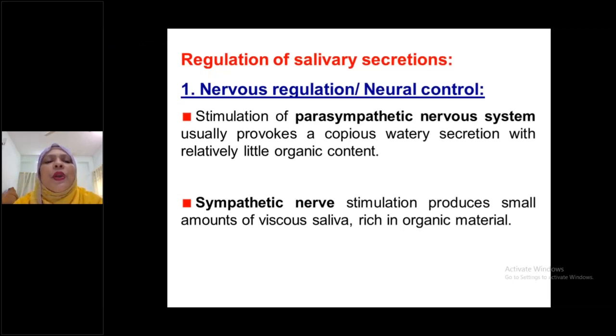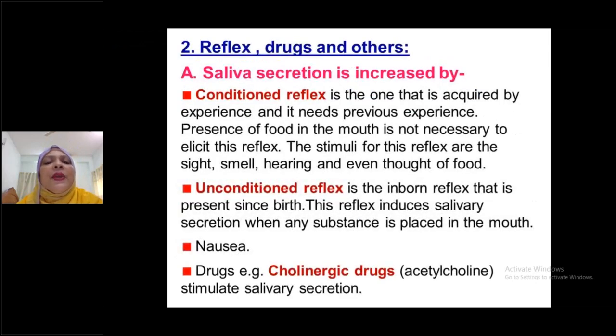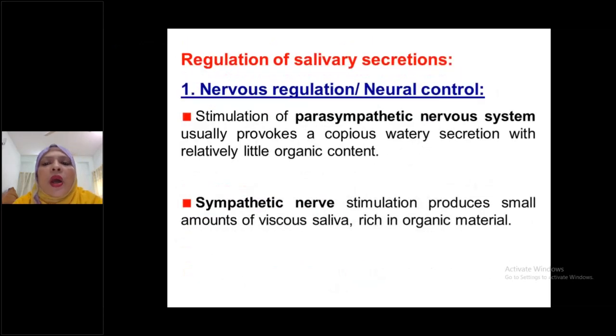There are 2 types of regulations here: nervous regulation or neural control, and another is reflex, drugs and others. Okay, one by one I am discussing regulation of salivary secretion. Number 1, nervous regulation or neural control.